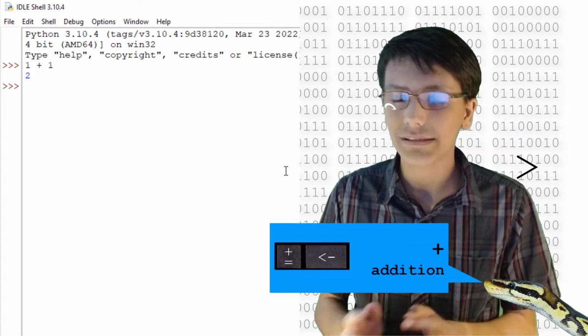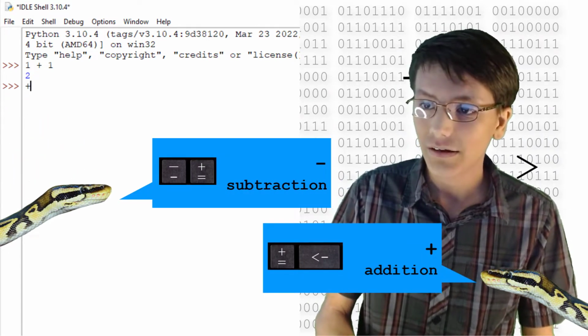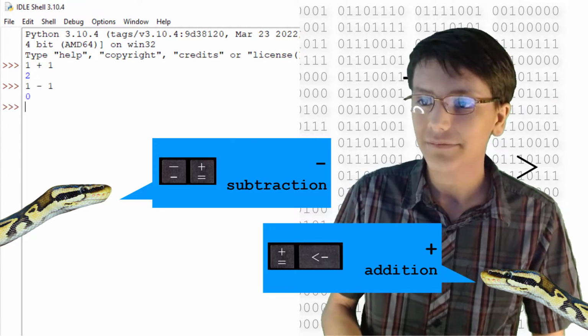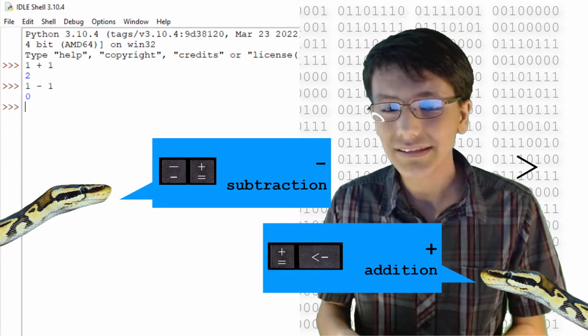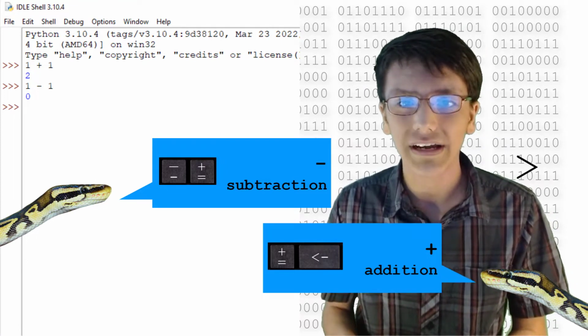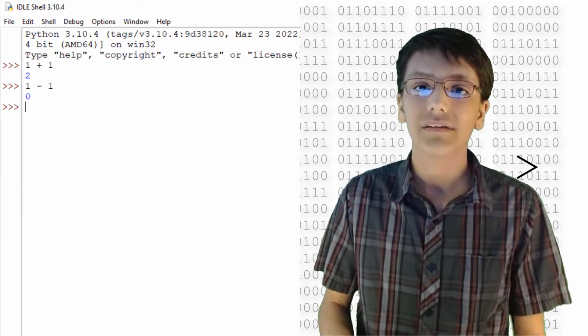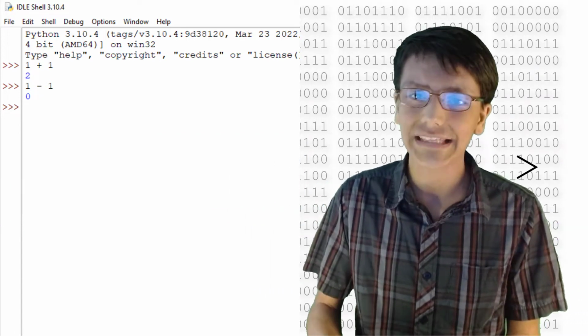Now, adding and subtracting are quite easy. All I have to do is type an addition sign or a subtraction sign. Oh, and by the way, this keyboard that you see on the screen will be a helpful guide in case you have any trouble finding a specific key. You'll see it whenever we talk about a certain operator. Now, where were we? Yes, multiplication.